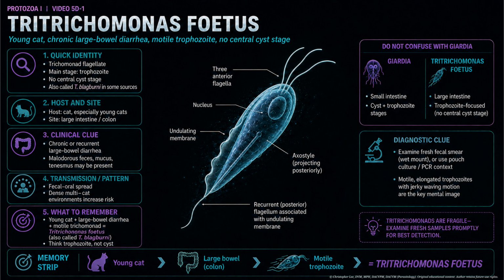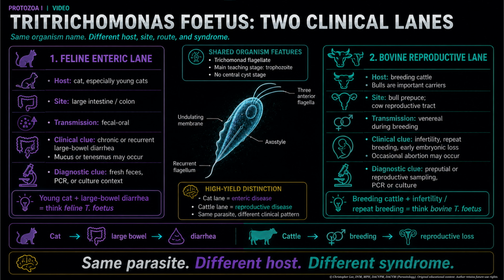The memory equation is young cat, chronic large bowel diarrhea, and a motile tritrichomonid equals Tritrichomonas fetus. Giardia lives at a different intestinal address and brings the cyst. Before we leave this organism, one nomenclature note. The feline trichomonid is still commonly called Tritrichomonas fetus, although some sources use the name Tritrichomonas blackburni. Its status as a separate species remains debated.